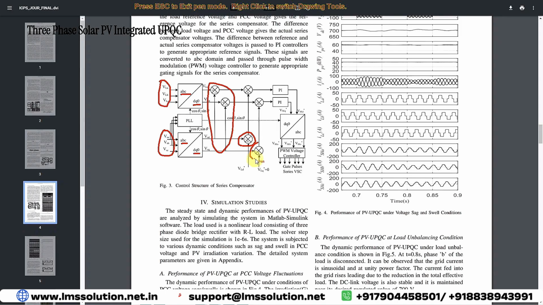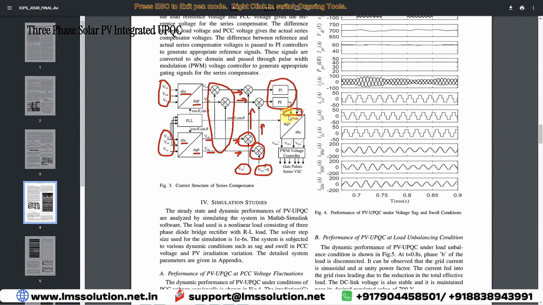That means here you have to compare the VLD reference and the VLQ reference with the source voltage or grid voltage, that means VSD and VSQ. After that, you have to compare this signal with the output of the summer, and then you have to process this signal via a PI controller, which will generate the control output in the form of VSCD and VSCQ.